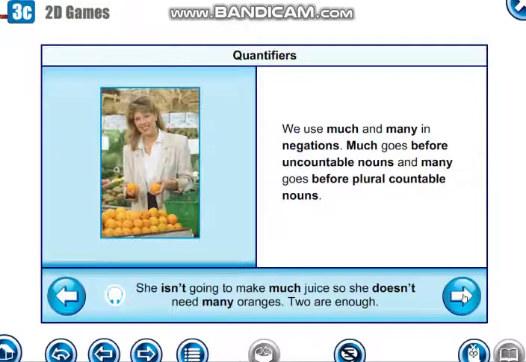We use much and many in negative sentences. Much goes before uncountable nouns and many goes before plural countable nouns. For example, she isn't going to make much juice, so she doesn't need many oranges. Two are enough. Much juice we use with uncountable nouns because juice is uncountable, much juice, and many oranges. Oranges is a countable noun, and we use many.